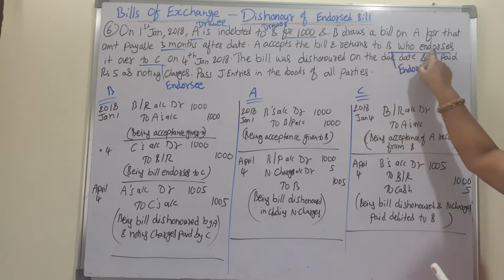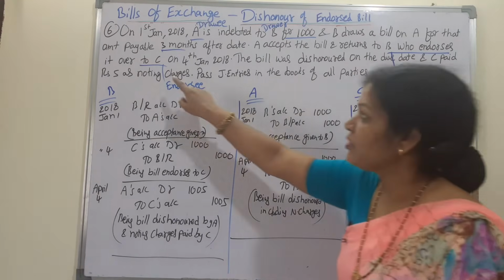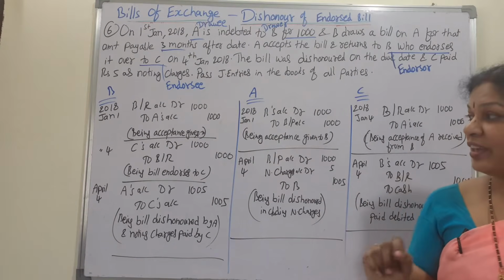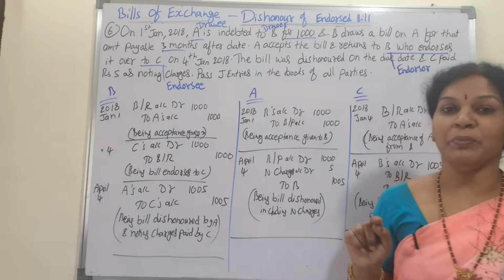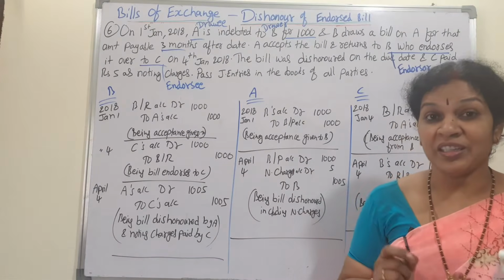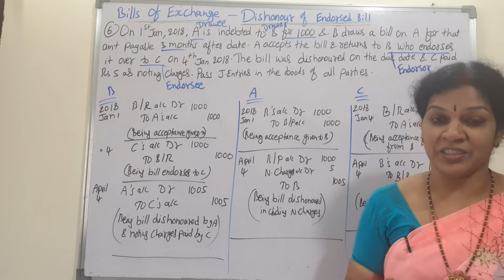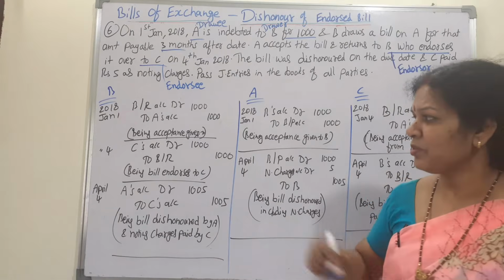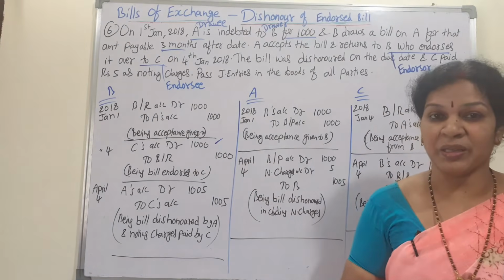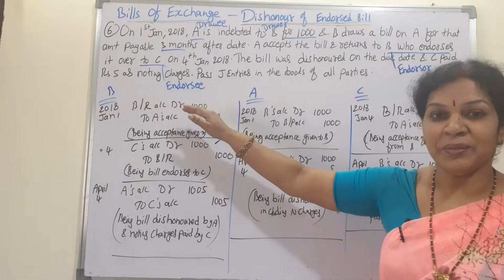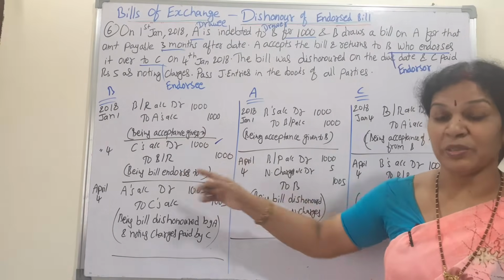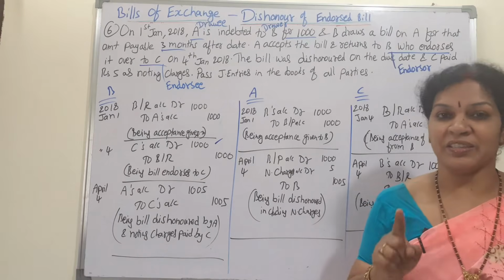Then after that, he accepted and B endorses this to C. When B is endorsing to C, the entry will be C's account debit to bills receivable. This bills receivable he is endorsing to C. C is the endorsee receiving it. When he is receiving, debit the receiver. So C is debited and bills receivable is credited as per the double entry system. C is receiving bills receivable, so C's account debit to bills receivable account.